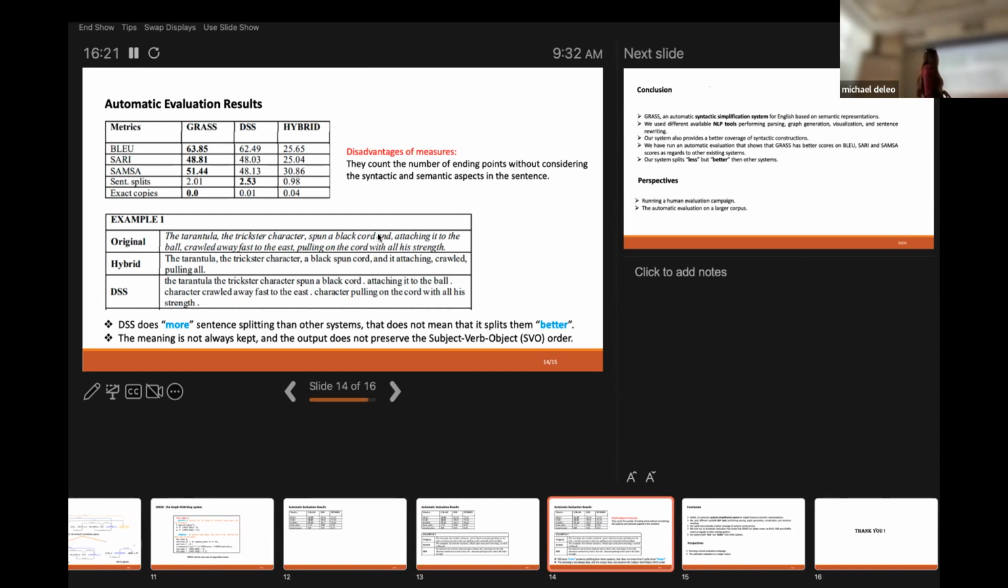And one of the disadvantages of this measure is that it counts how many splitting points we have in the output. That type of evaluation tool or metric just counts how many points we have in the output, and if we have more points, that means the system splits more and better, which is wrong.